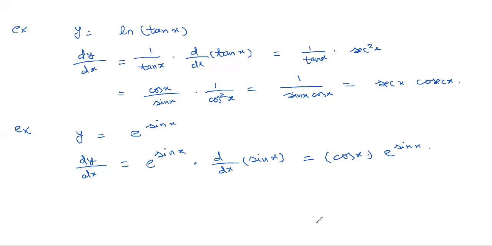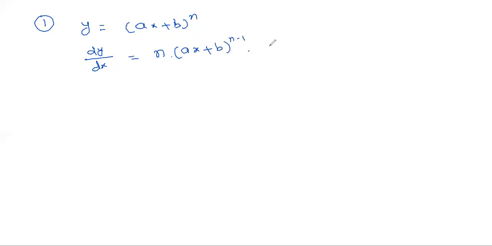In fact, we can generalize some of the functions. Suppose we have y equals (ax plus b) raised to power n. The derivative, according to the chain rule, is n times (ax plus b) raised to power n minus 1 into the derivative of ax plus b. So it will eventually be n times a into (ax plus b) to the power n minus 1. It can be used as a formula.